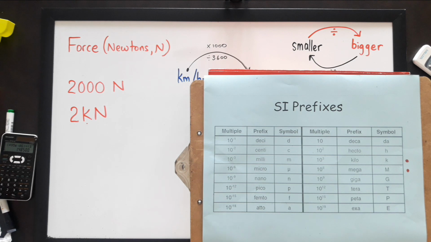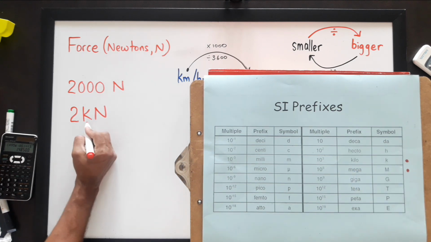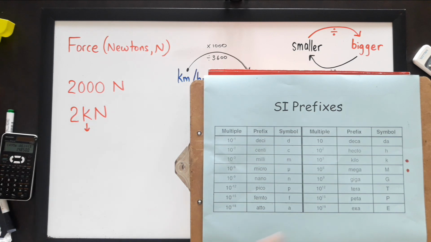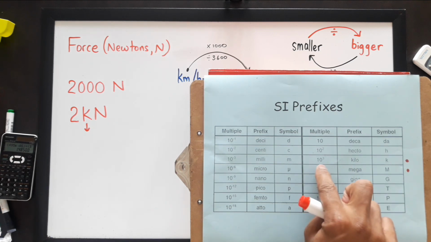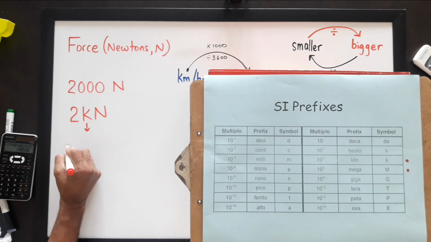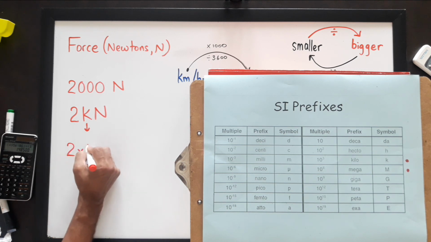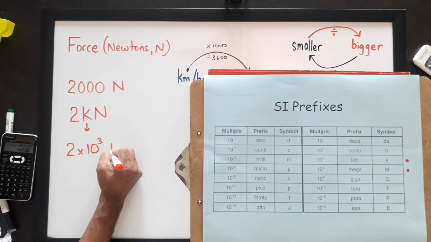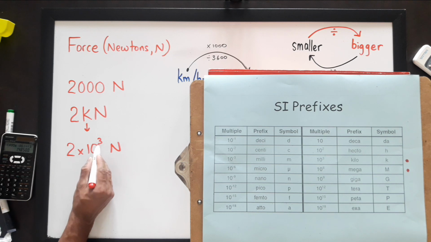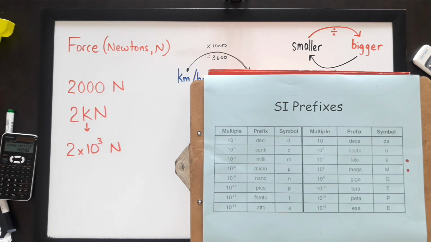What does the K stand for? The K stands for kilo. Remember what kilo means. Kilo really means 10 to the power 3. So this is really 2 multiplied by 10 to the power 3 newtons. But we know 10 to the power 3 is 1,000, and 1,000 times 2 will give us back the 2,000.